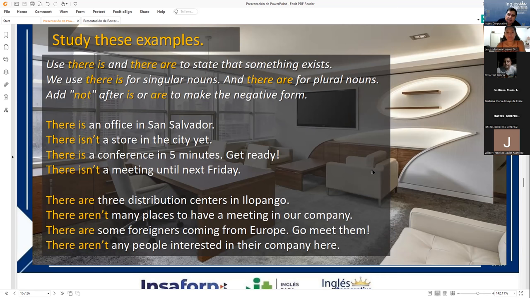Who has it correct? ¿Quién la tiene correcta? ¿Quién ya la hizo? Nobody has it correct.